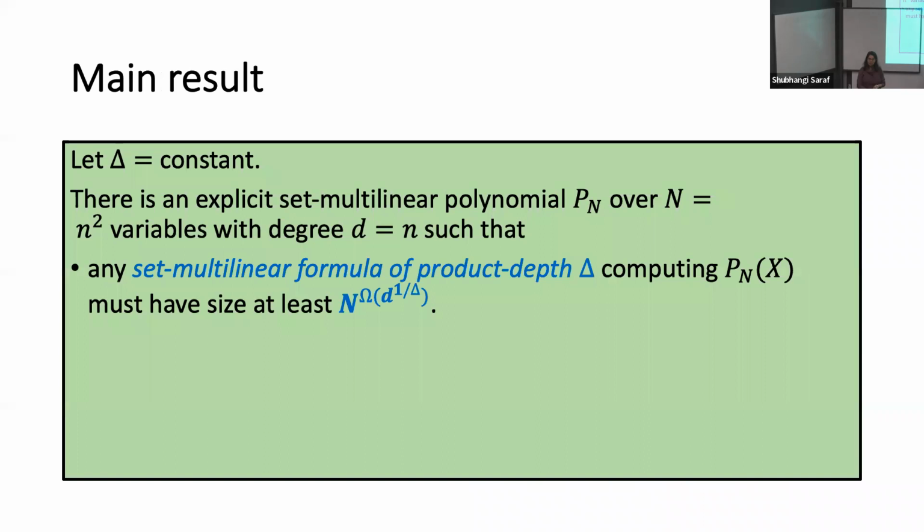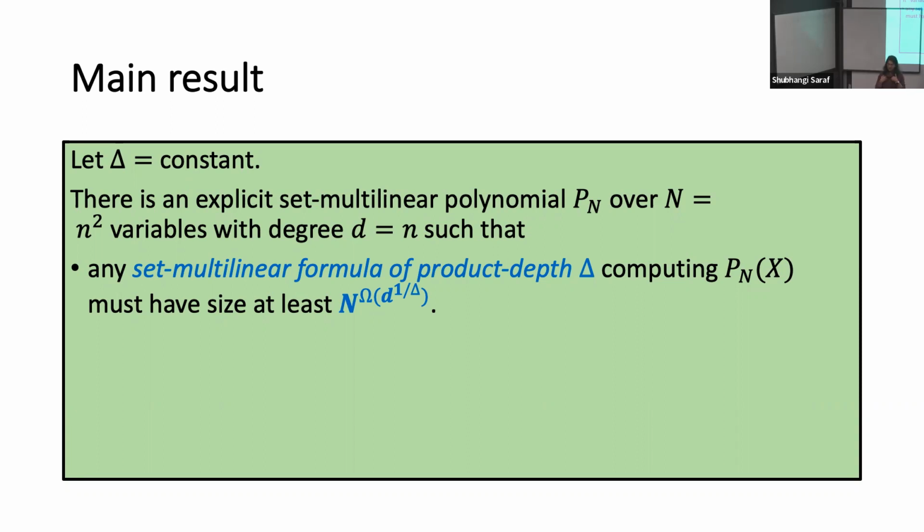Okay, so let me state the main result and then I'll come back to explain parameters in the result. So the result that I want to talk about is, say you have a constant depth circuit. So delta, the depth, is constant. Think of delta to even be 2. It's already interesting for delta equal to 2. Then there is an explicit set multilinear polynomial of degree n and in n square variables. The permanent has this property, right? It's set multilinear, degree n in n square variables. The determinant is explicit, degree n, n square variables.